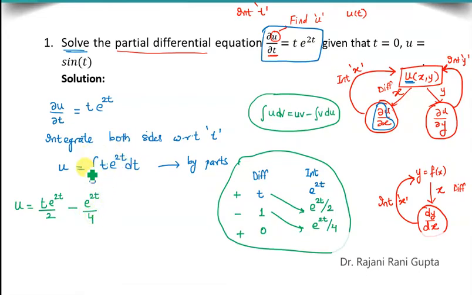Now we can see it is a case of indefinite integral. So when it is an indefinite integral, we add a constant of integration. Now here, as u appears to be a function of t only, we add the constant of integration as c. Okay, so this is the general solution, where c is a constant of integration.